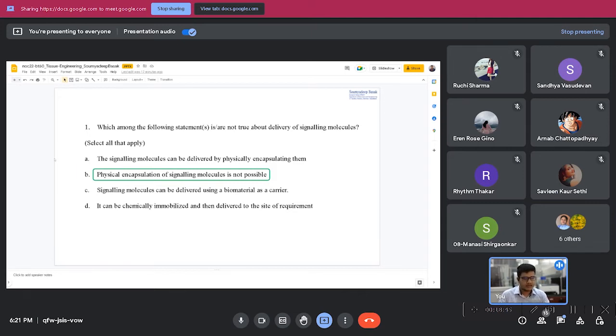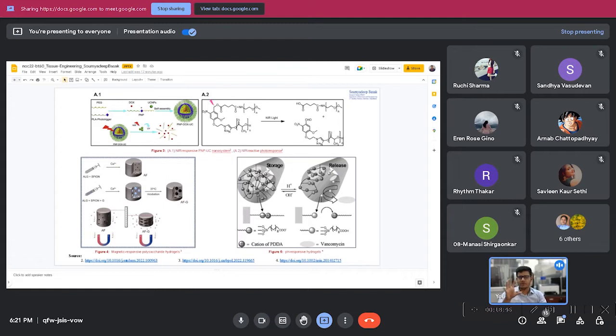What are the recent trends in signaling molecule delivery? We are now investigating smart materials, that is, stimuli responsive materials which release drugs or carrier molecules with respect to the stimulus that we provide.